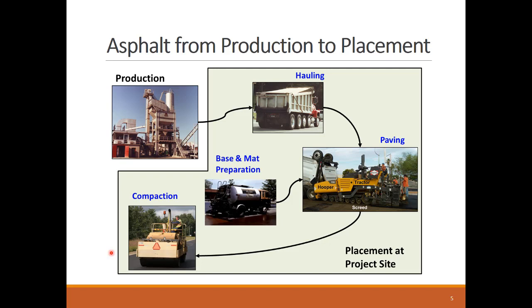Once the asphalt production is determined, we need to match with it the rates and speeds of the placement equipment. Placing the asphalt requires preparing the soil base or binder course, hauling the asphalt from the batch plant, paving the asphalt using the paver, and compacting the mat laid behind the paver. Let's learn about each of these placement processes and equipment.